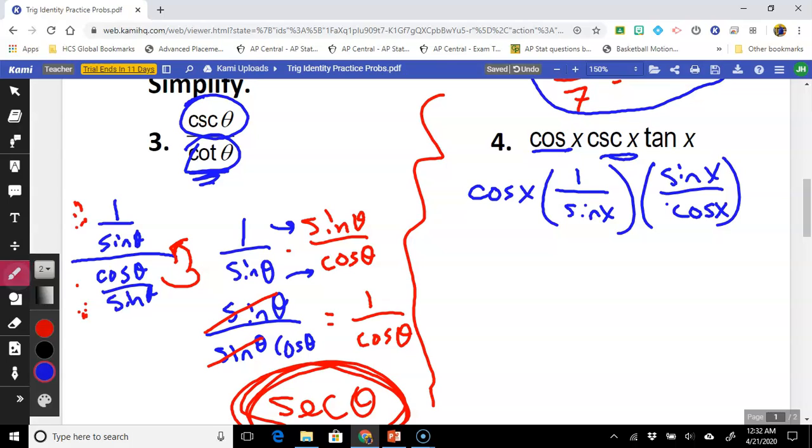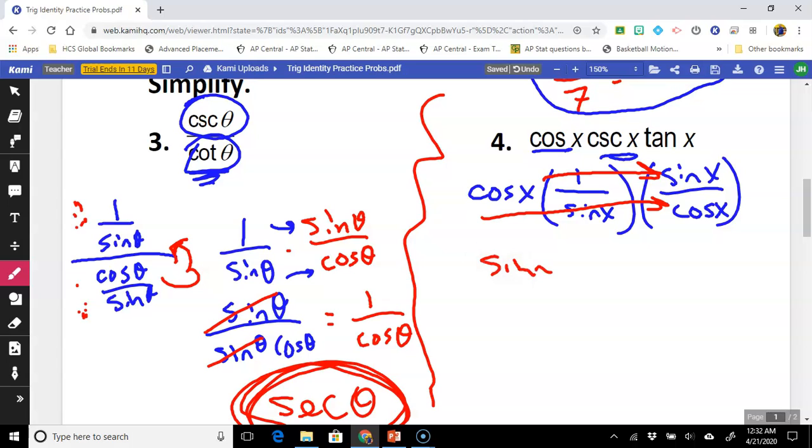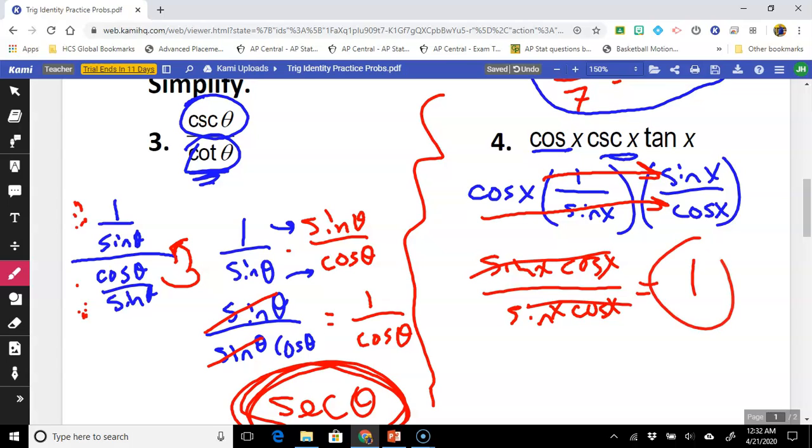So to multiply these things together, you can probably see some things are going to happen, but we're just going to multiply across the top and across the bottom. So what we get is sine of x cosine of x over sine of x cosine of x. And we can see that both of those are going to cancel out. So my final answer here is 1. And that's what that all simplifies to be.